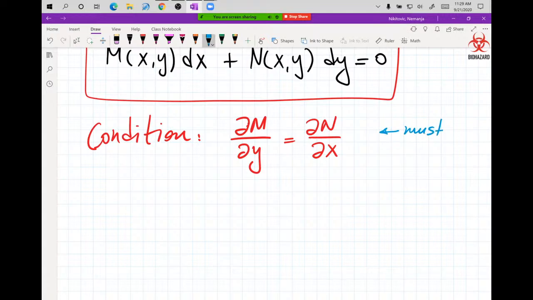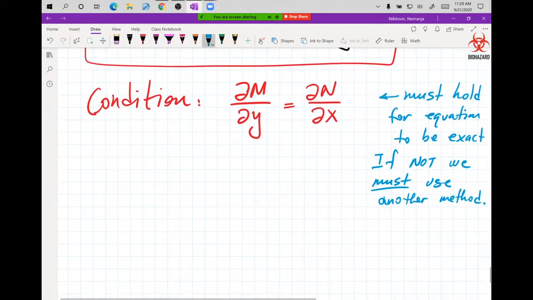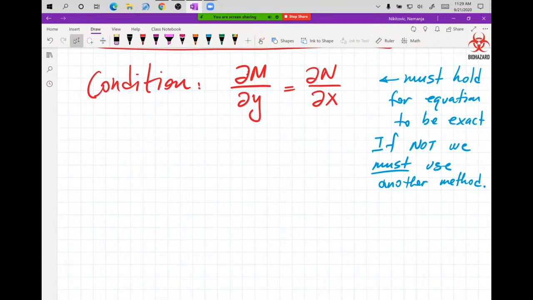This must hold for the equation to be exact. If not, we must use another method. So that's what we have.